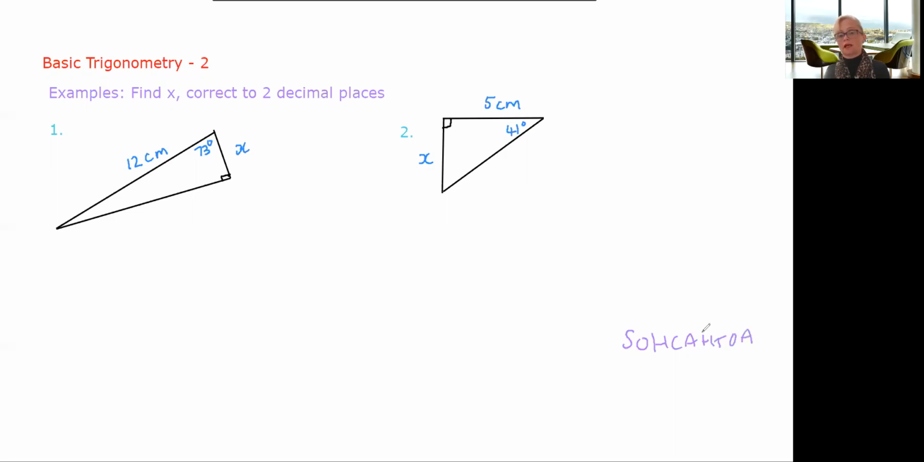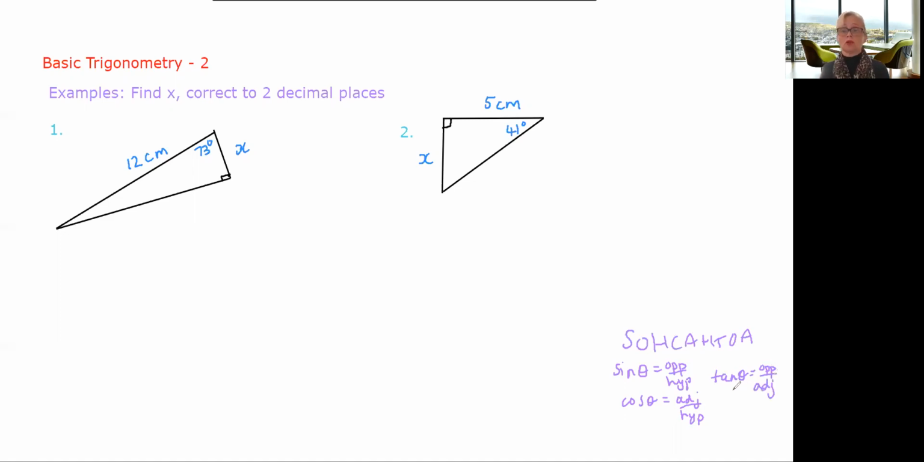Some old hens can't always hide their old age. Sine of an angle is the opposite over the hypotenuse. Cos of an angle is the adjacent over the hypotenuse. And tan of an angle is the opposite over the adjacent.